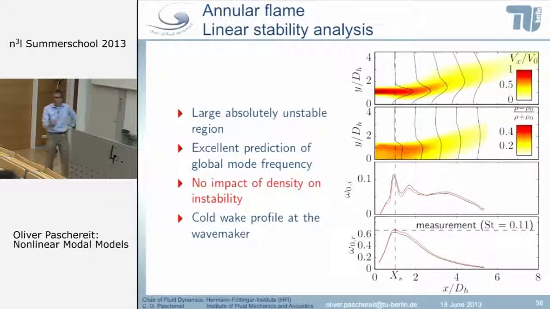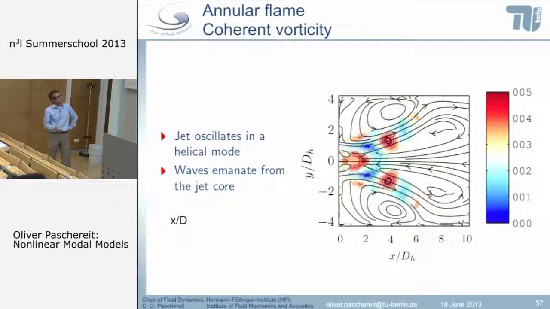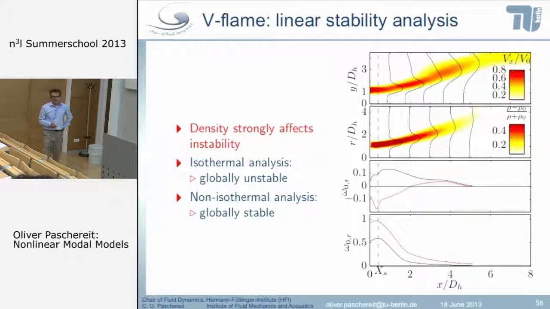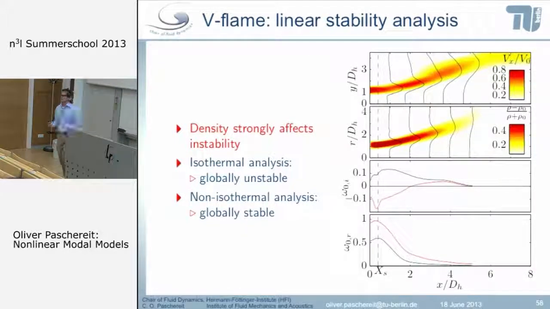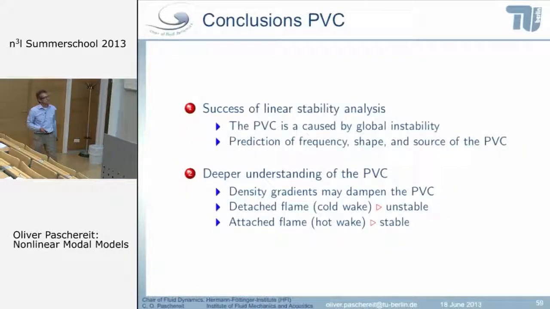So in this case, you get the precessing vortex core, and this results in this oscillating helical mode. If we now look at the V flame, then we see that this density strongly affects the instability. So this is a cold jet. Again, the same instability. It shows us that this helical precessing vortex core is being amplified. But if we turn on the flame, then our omega naught I, the imaginary part, is smaller than 0, so it is stable. There is no precessing vortex core anymore at this frequency. So it's the density gradient which makes this vortex core disappear.